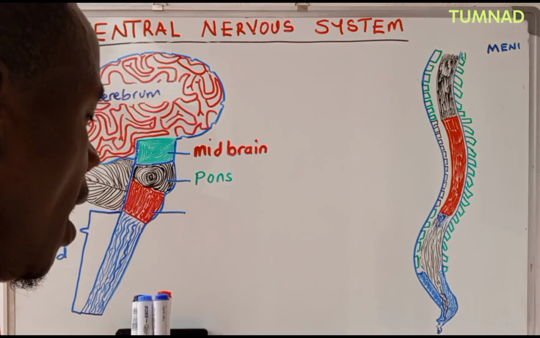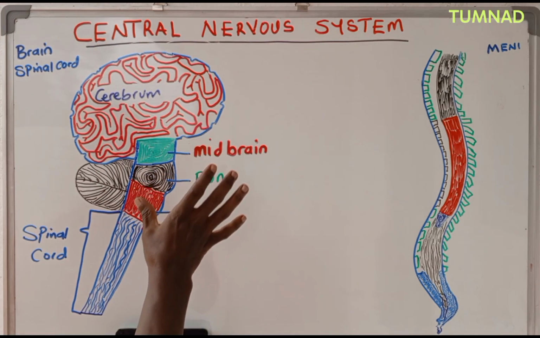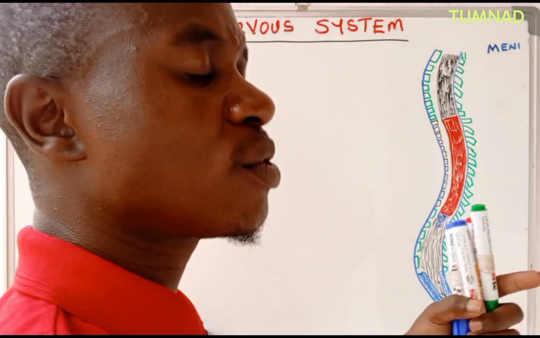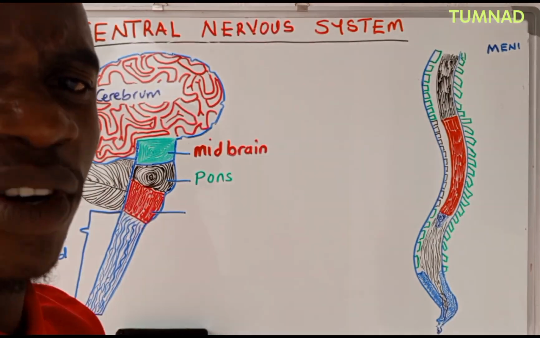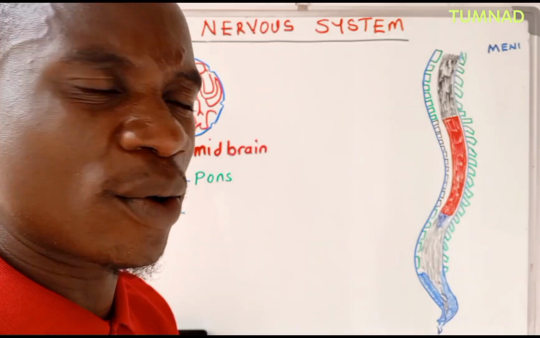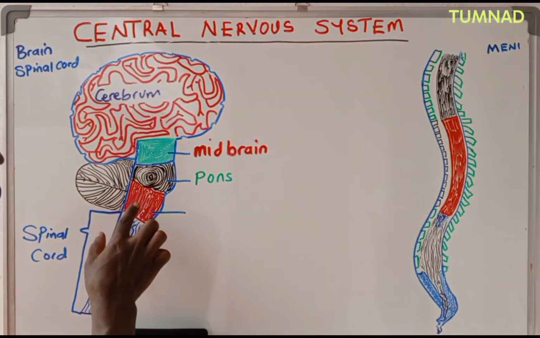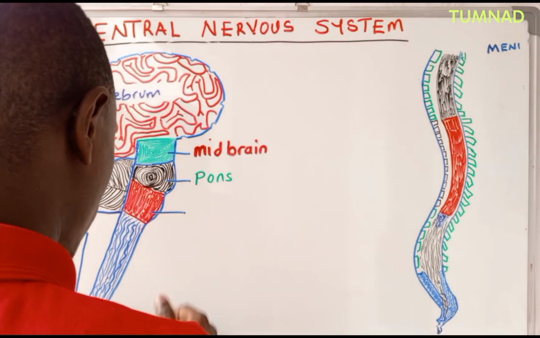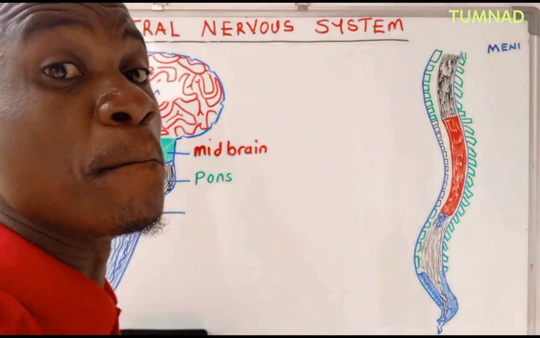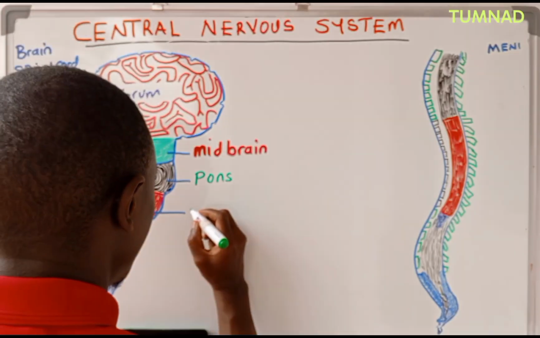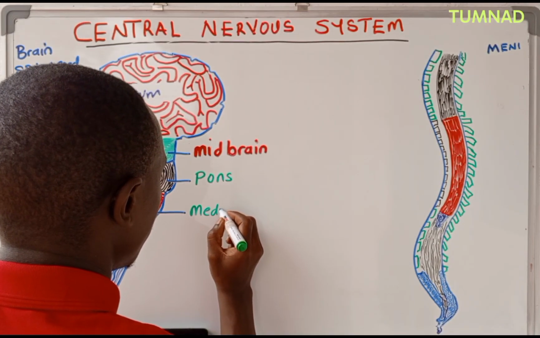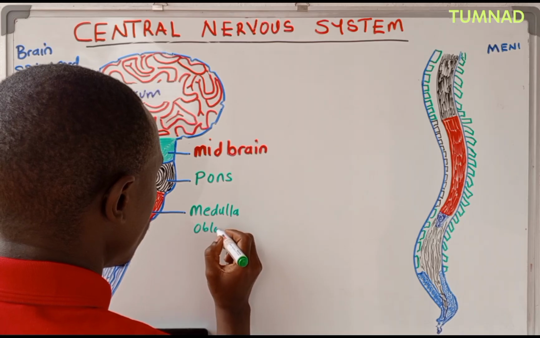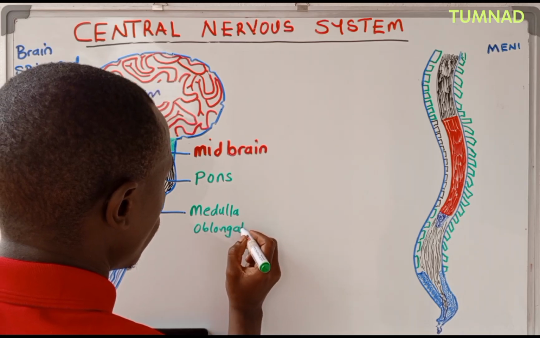And then below the pons, we have another structure before we transition into the spinal cord. What do we call this last structure as you transition into the spinal cord? This structure is called the medulla oblongata.